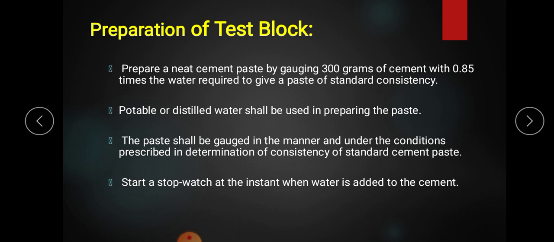So we need to follow the gauging time. We need to start a stopwatch at the instant when water is added to the cement. So we start the stopwatch when water is added to the cement, then maintain a proper gauging time of 3 minutes to 5 minutes.